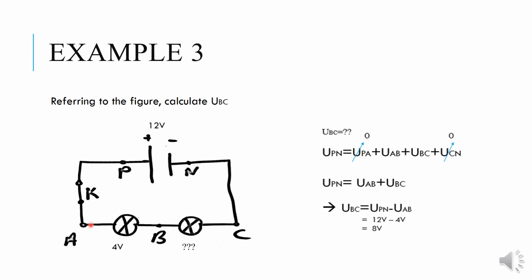UPA is crossed out. Why? Since it's a closed switch, the closed switch acts as a connecting wire, so it's 0. UCN is crossed out since it is a connecting wire, so it's also 0. UPN equals UAB plus UBC. We have to calculate UBC. It's UPN minus UAB equals 12 volts minus 4 volts equals 8 volts. When you add the voltage across the two lamps, you will get the voltage across the battery.